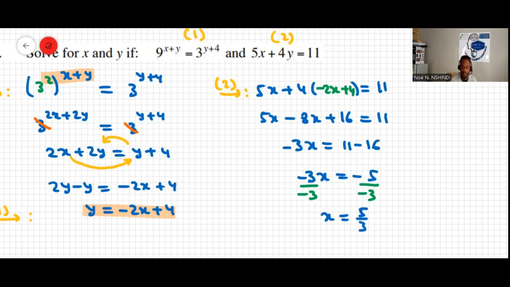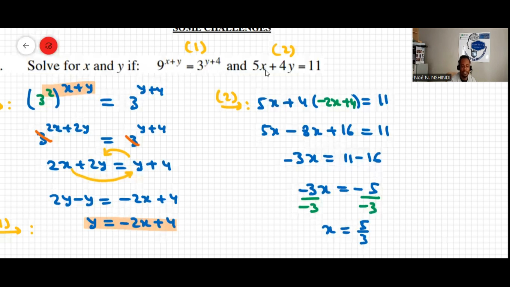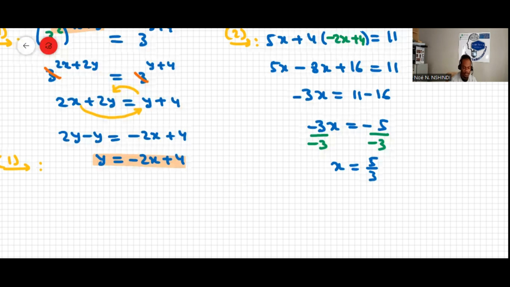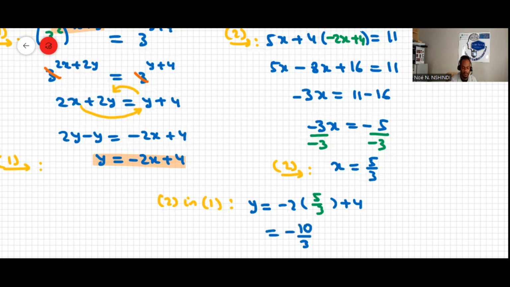Now that we got the value of x, we can also find the value of y by substituting. We can substitute over here or over there, but it's better to substitute where we already made y the subject of the formula. Now this is the new y from equation 2. This will be y equals negative 2x plus 4. x is 5 over 3. So this will be negative 10 over 3 plus 4.